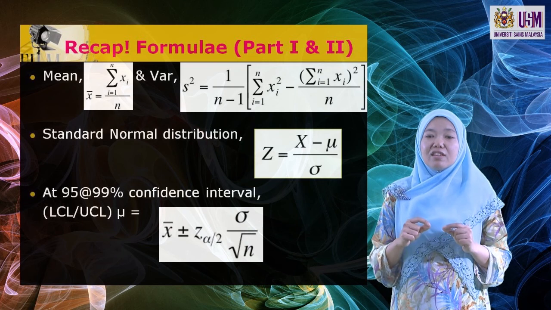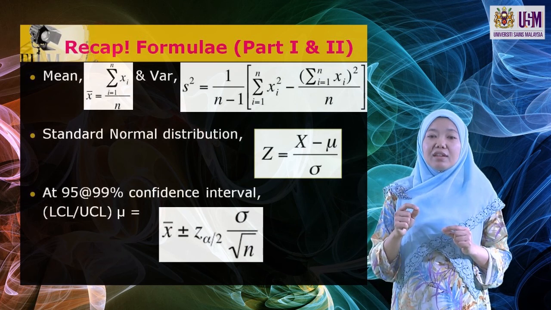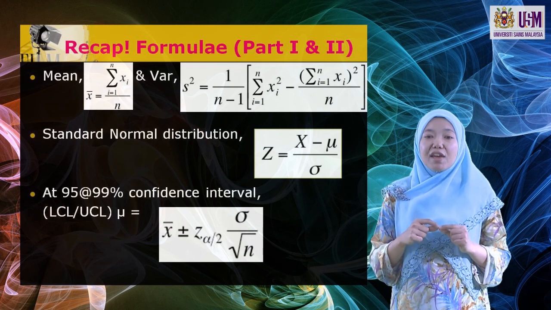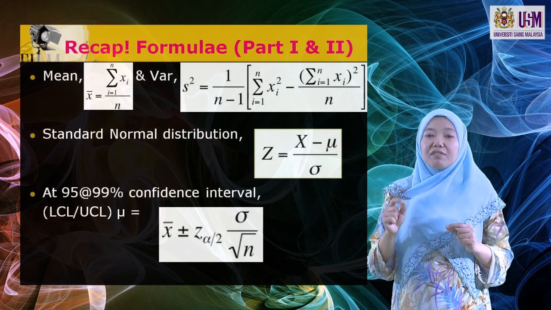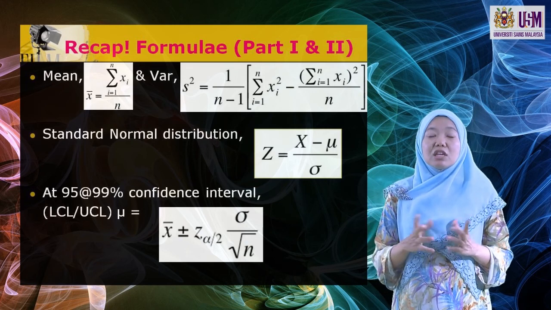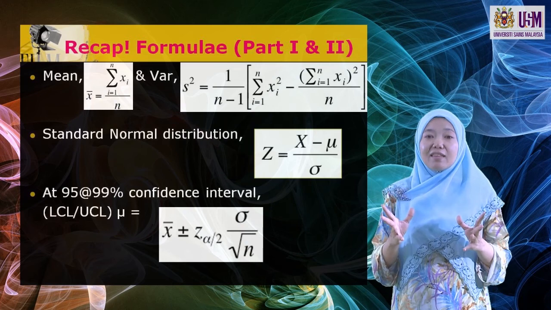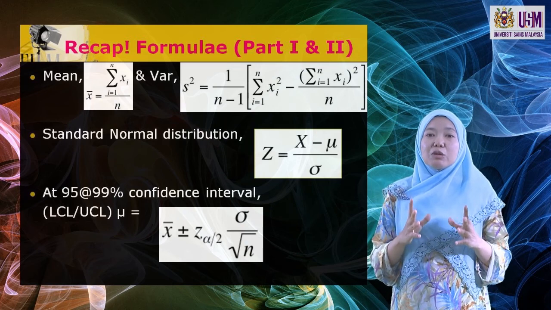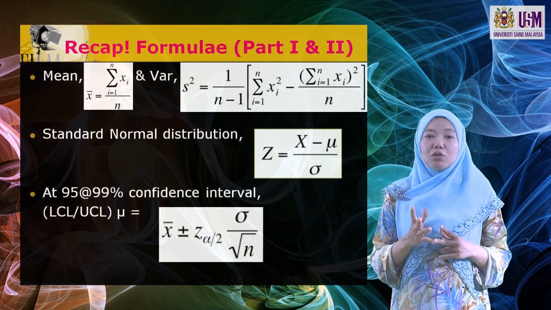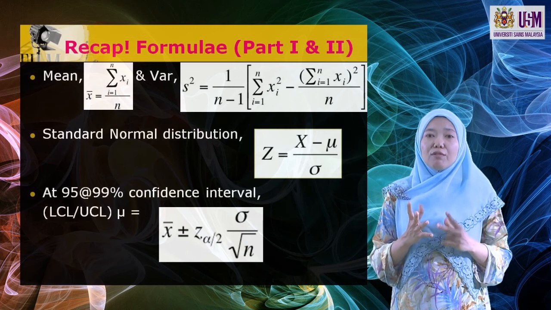To make your life easier, you divide or multiply the Z value with the standard error of the sampling distribution, which is given as sigma divided by the square root of n. So with that, we are done with part 1 and part 2, the most important formulae.